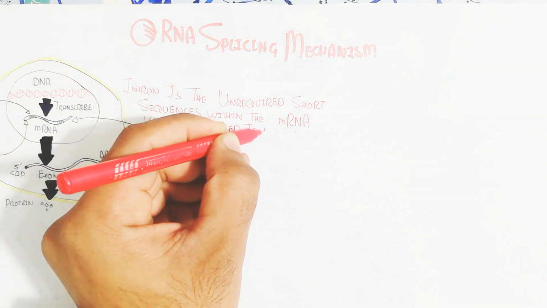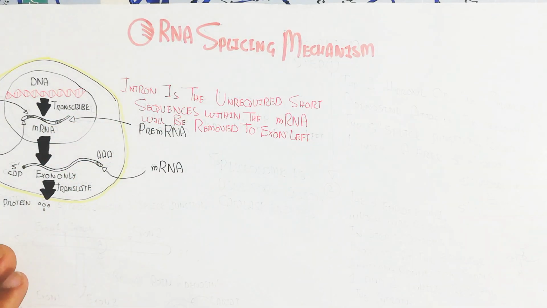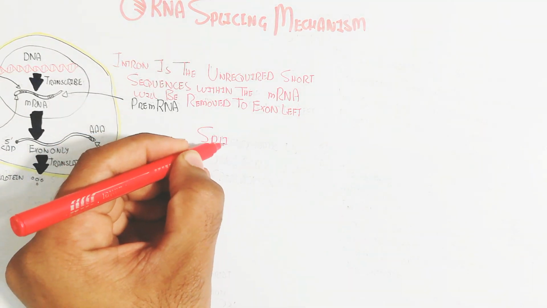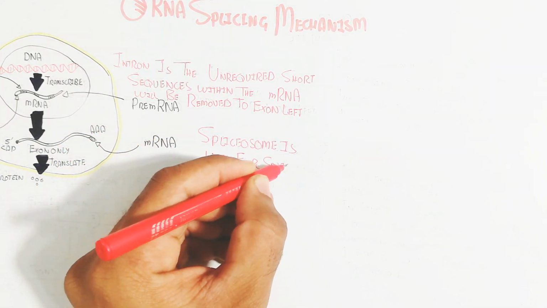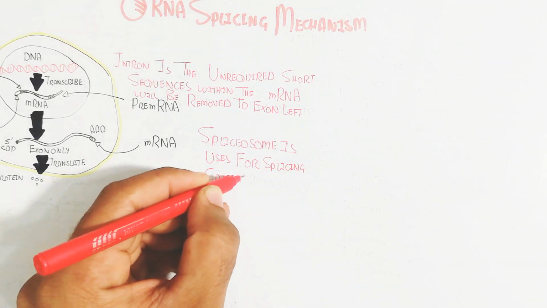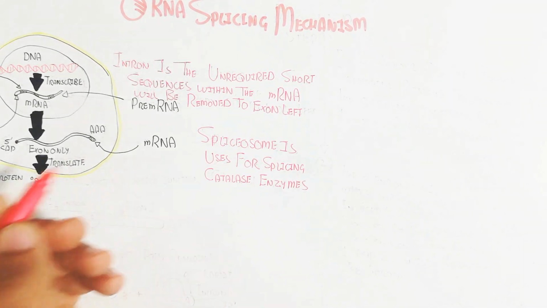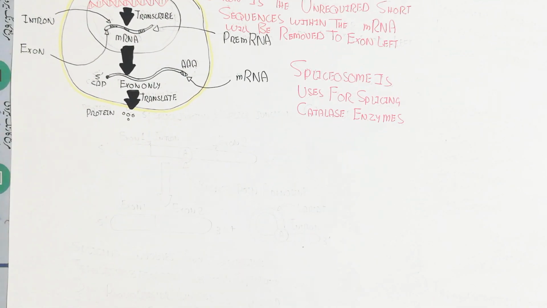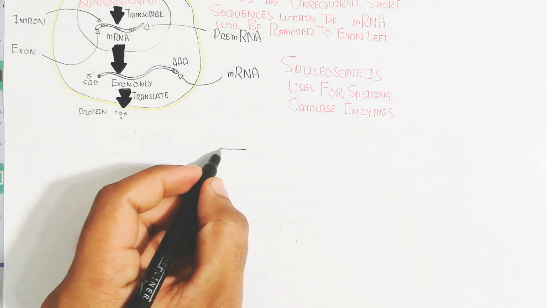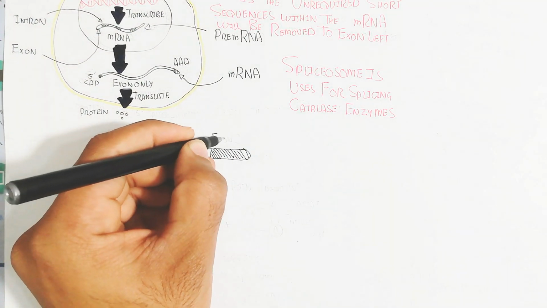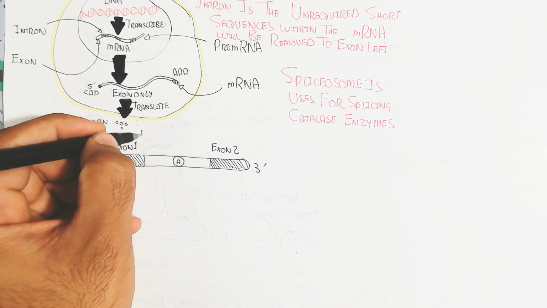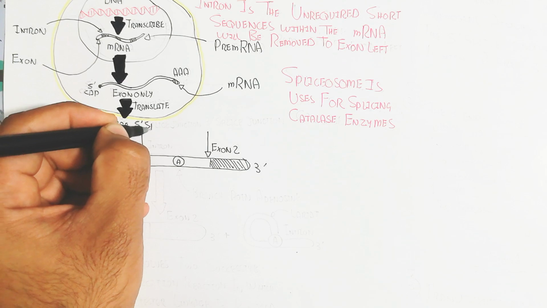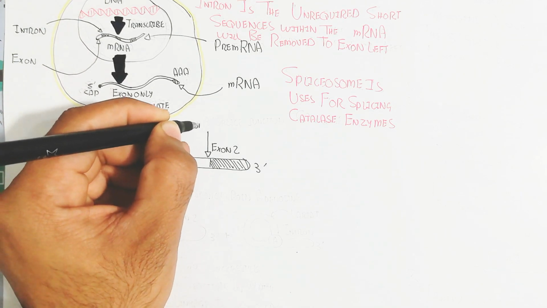Anyhow, the spliceosome is used for splicing. It contains a catalytic enzyme used for the catalyzing. But in this video we will not go into detail, we will understand the major concept about the RNA splicing mechanism. This is the exon and intron containing sequence. Inside is the intron, while the peripheral parts of the sequence are exon 1 and exon 2.